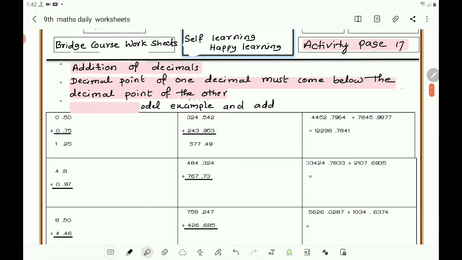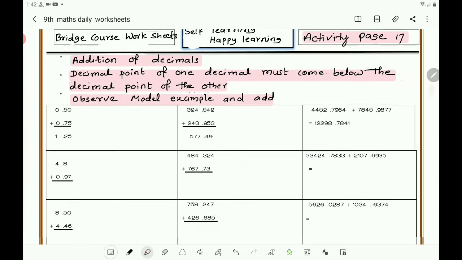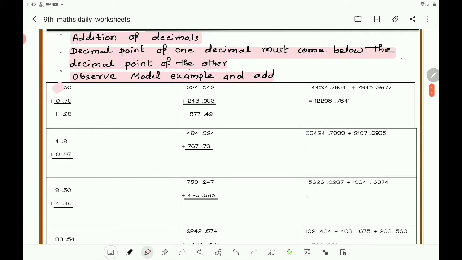Children, observe the model example and add the decimals. The first one is 0.50 plus 0.75. Here you observe, children, the decimal points of the first one and the second one are one below the other.